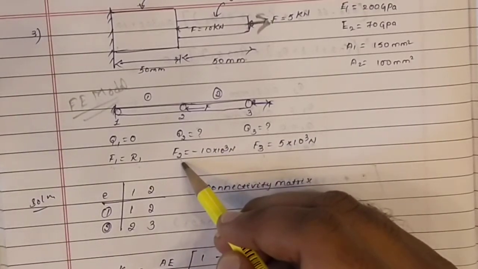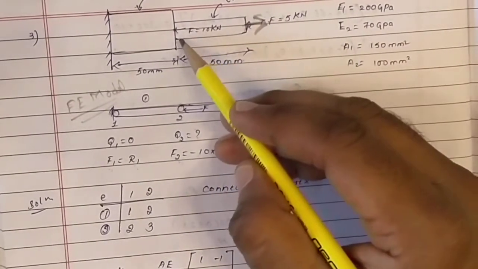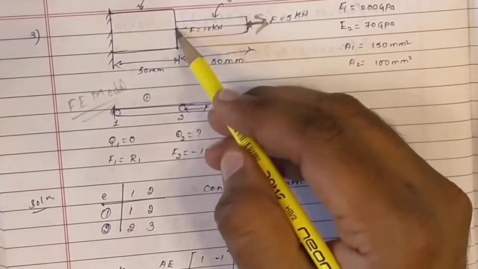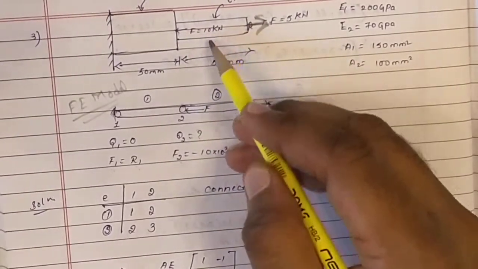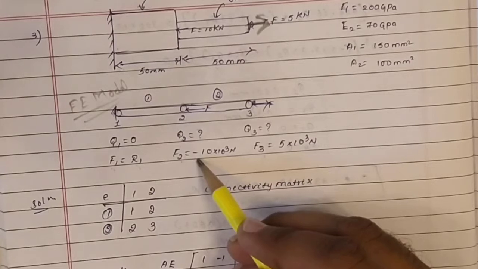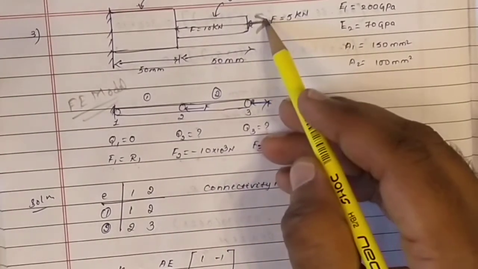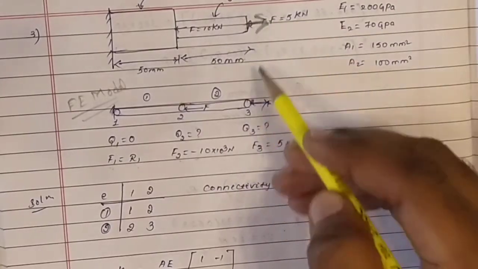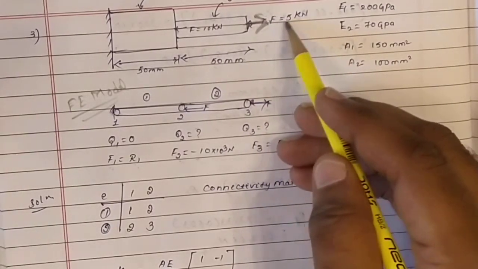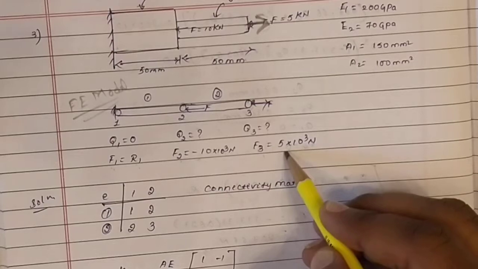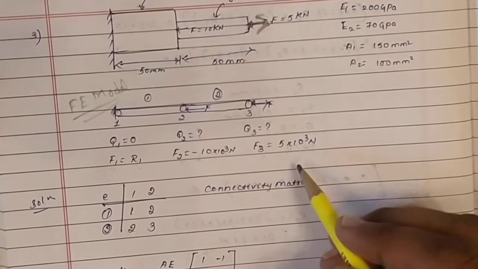Similarly, F2. There is a force given at this point of 10 kilonewton, which is in the negative x-axis, so minus 10 into 10 power 3 Newton. There is a force given at node 3 in the positive x-axis, that is 5 kilonewton, so plus 5 into 10 power 3 Newton.